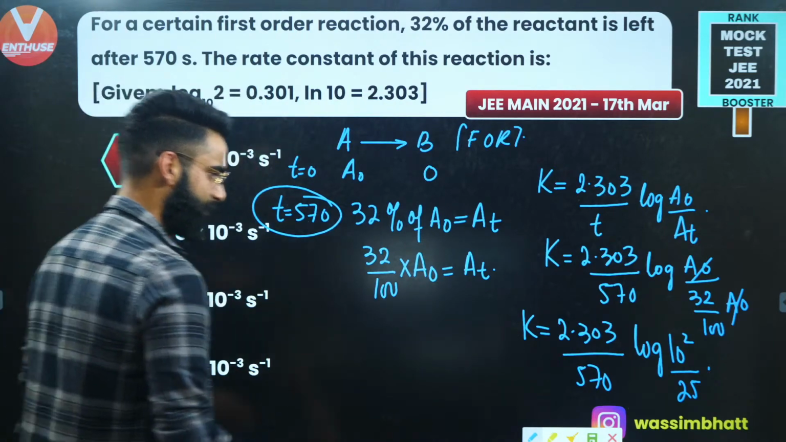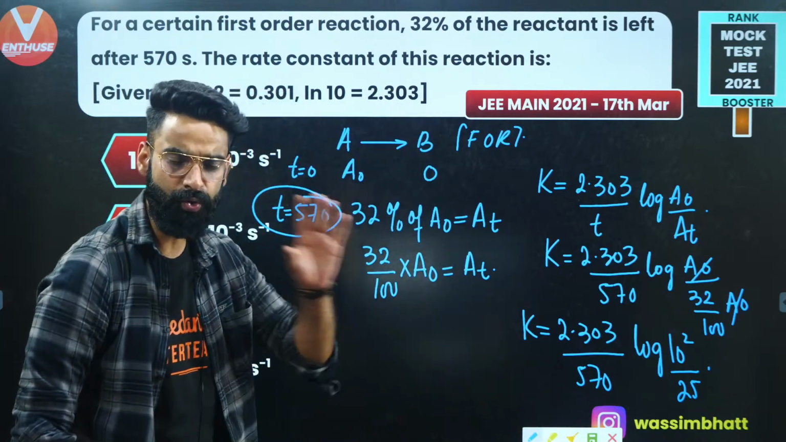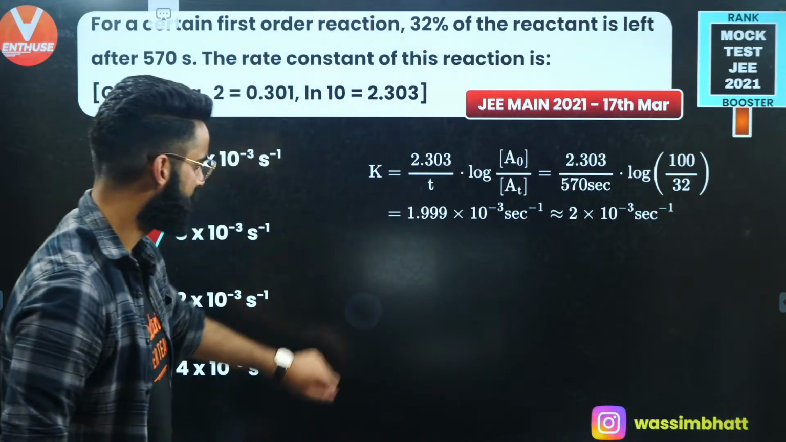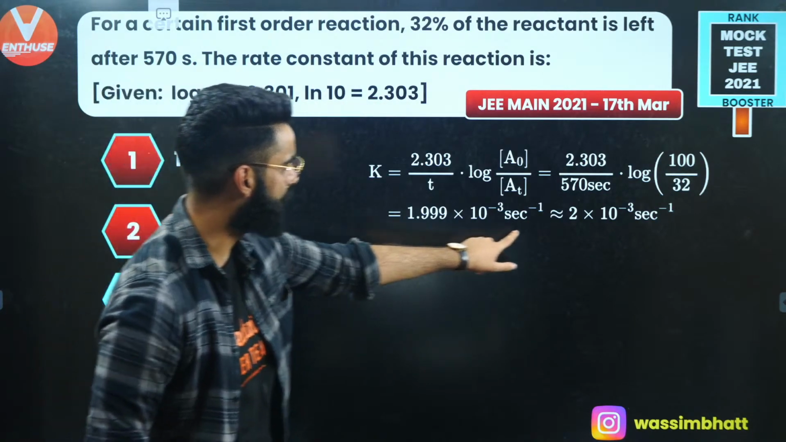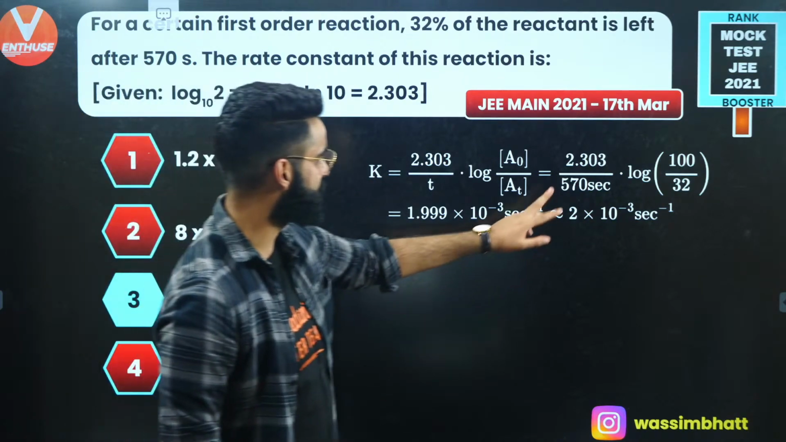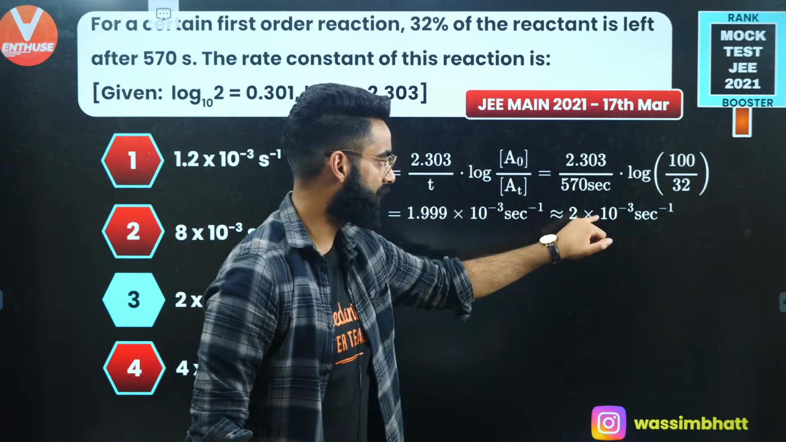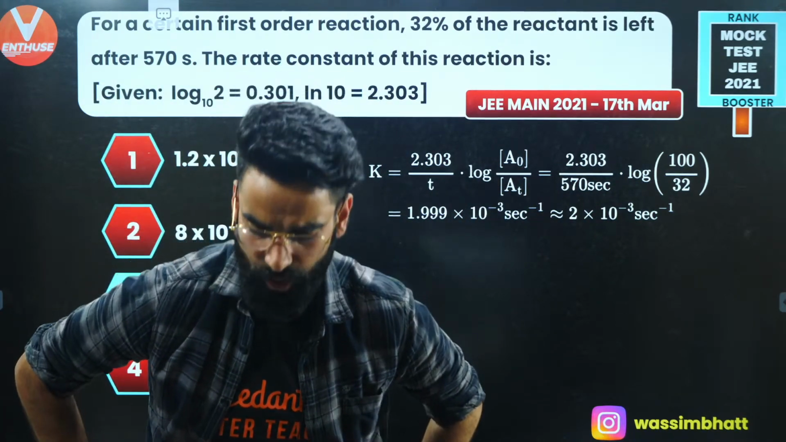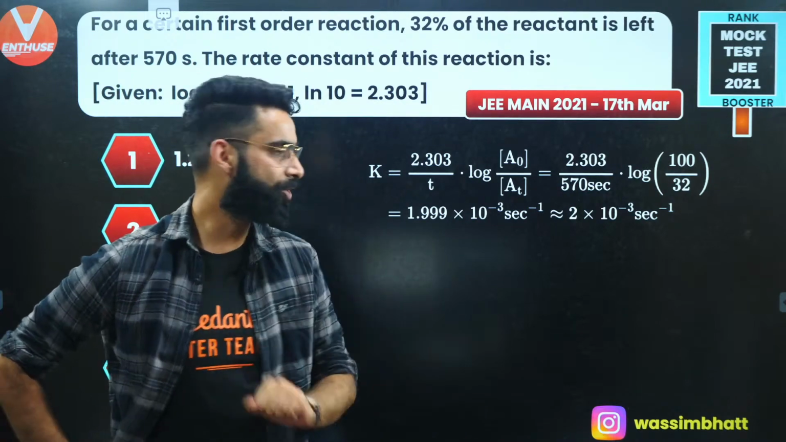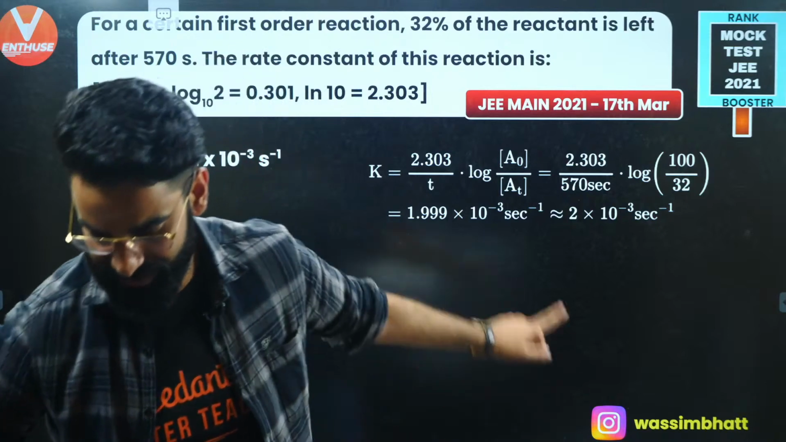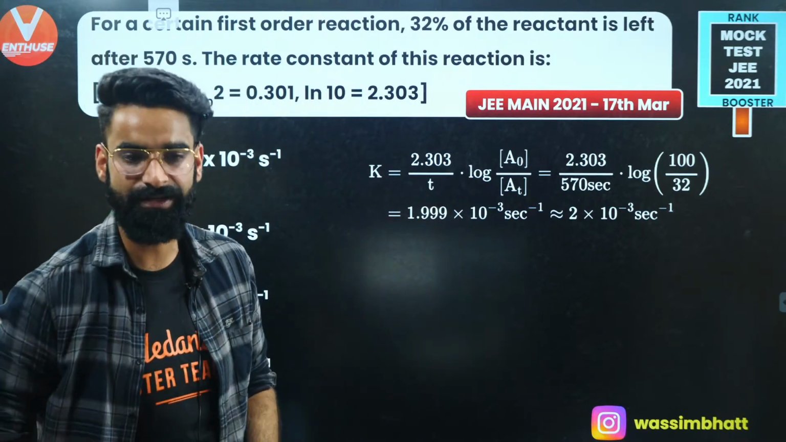I'm not going to do the calculation part from now onwards. You are going to do the calculation part from here. The correct option you'll finally get is around 2 into 10 raised to the power minus 3. Since we are talking about the rate constant of a first order reaction, and the rate constant of a first order reaction is always time inverse, and the time is given in seconds, so it's going to be second inverse, right?